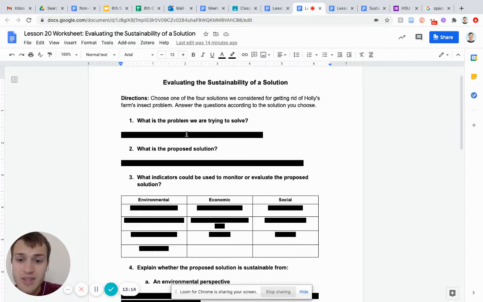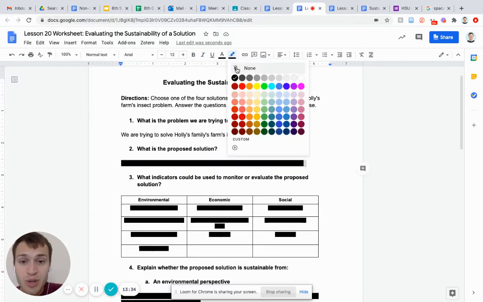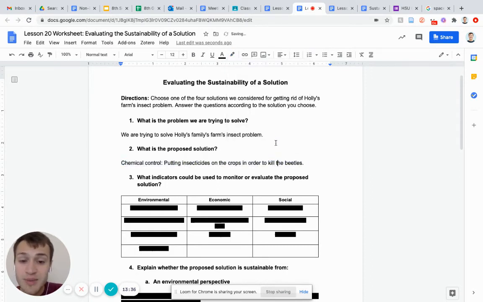So number 1 says, what is the problem we are trying to solve? No matter what solution you choose, the problem we're trying to solve is Holly's family's farm's insect problem. So it's overrun with insects. We need to fix that. For my worksheet, what is the proposed solution? The proposed solution is putting insecticides on the crops in order to kill the beetles.